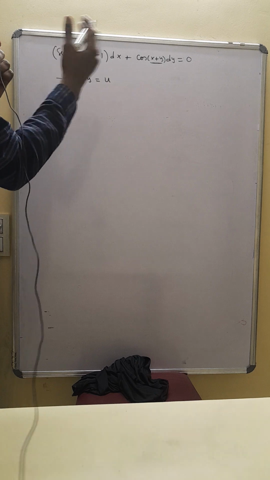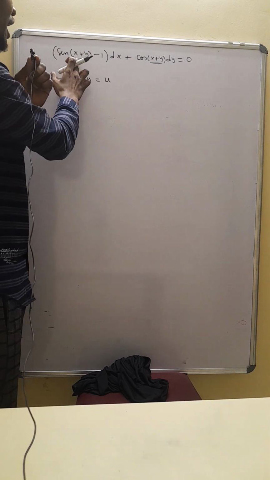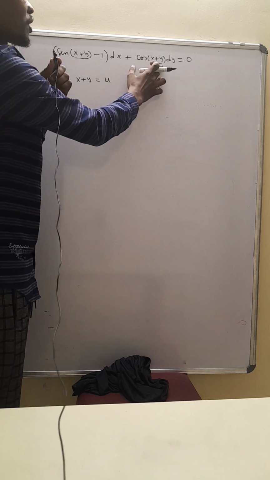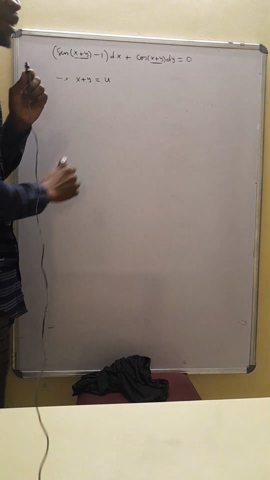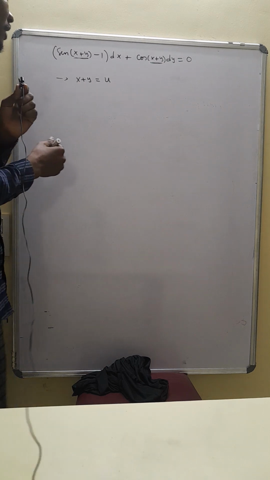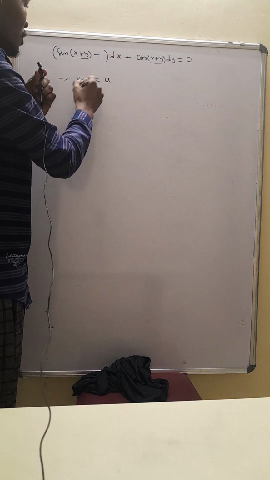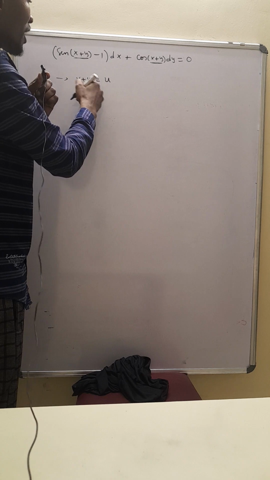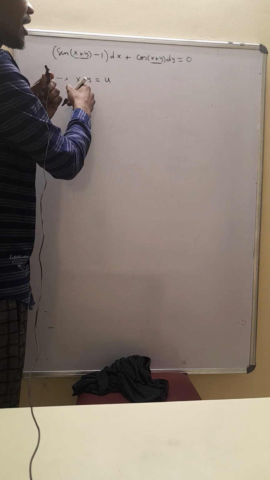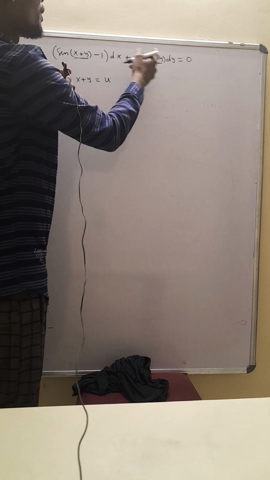Then try other methods. But here, the clue is that x plus y is common, so we make this equal to u, so that we can then apply the separable method. So x plus y equals u. When you make this, find the derivative with respect to x. You can find it with respect to x, or you can do it with respect to y.